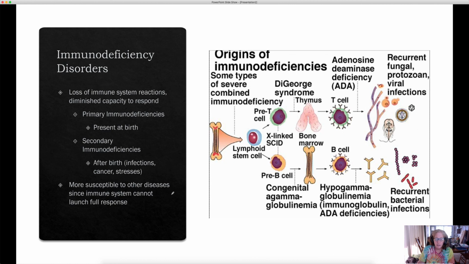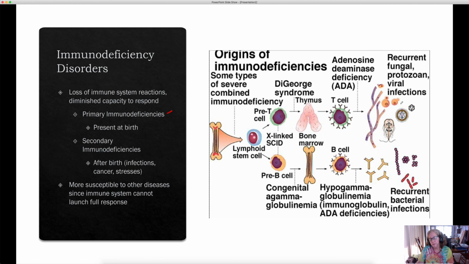There are two different types of immunodeficiencies. There are primary immunodeficiencies, which are inherited, those that you are born with, and then there are secondary immunodeficiencies, which are those that are acquired later in life, usually through bacterial infection, viral infection, or environmental exposure. When someone has an immunodeficiency, they are far more susceptible to infection, whether bacterial, viral, fungal, or parasitic, than a normal healthy person. And this is, of course, because their immune system cannot respond completely.